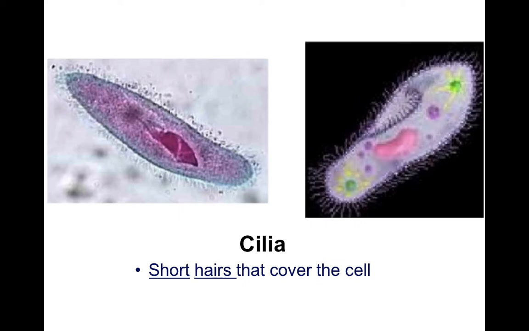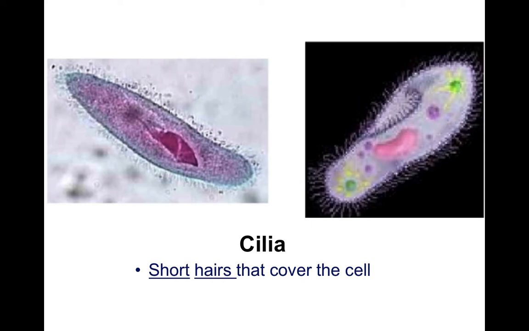Cilia, they're different from it. So instead of being long, they're really short hairs that cover the outside of the cell. And basically what they do is they just kind of move around just a little bit. I always like to think of them as kind of like silly fingers. And so they're just like little small projections that come off of them, and they just kind of move around a lot. And that causes them to be able to move and swim.